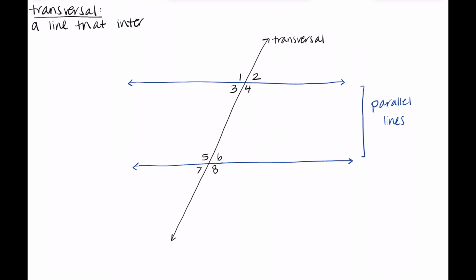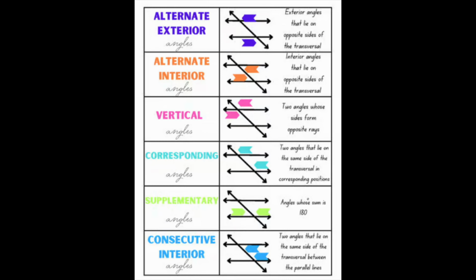Now, what is a transversal? The definition of a transversal is a line that intersects two or more lines at distinct points. So we can see here that this transversal cuts through each of the parallel lines at one distinct point. So there are two intersections here. That is our first term for today's lesson, so make sure you have that one written down. And now we'll get into the different types of angles formed by a transversal.